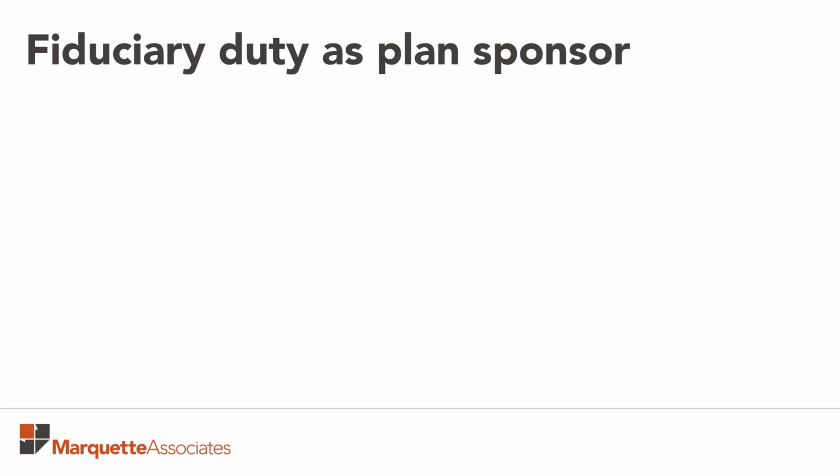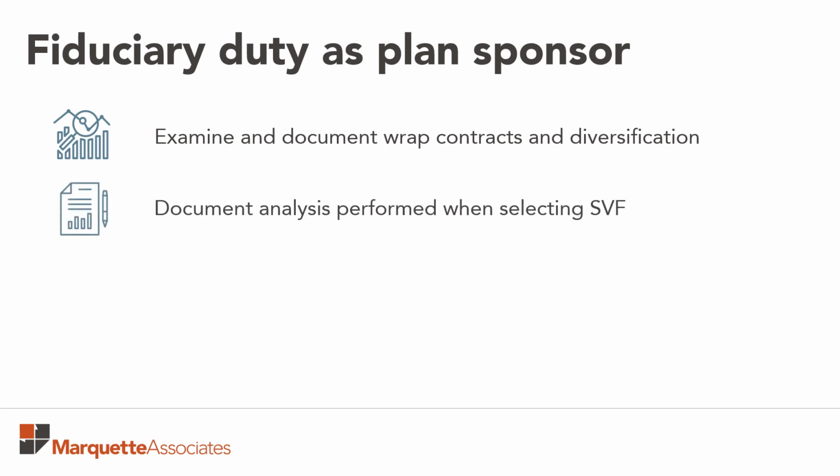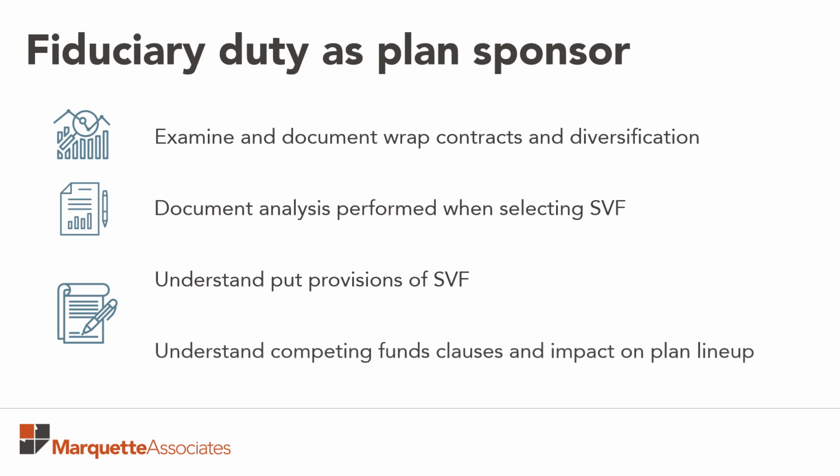That's why we urge plan sponsors to document when deciding to hire a stable value manager and to do your homework. You'll need to examine and document wrap contracts and diversification. Many stable value funds now have multiple wrappers to decrease exposure to any single guarantor. You'll need to document the analysis performed in selecting a stable value fund, looking at yield, duration, credit rating, fees, and so on. You'll also need to understand the put provisions of the stable value fund and also understand competing fund clauses and the impact on the plan lineup.